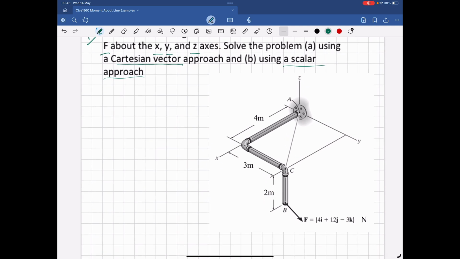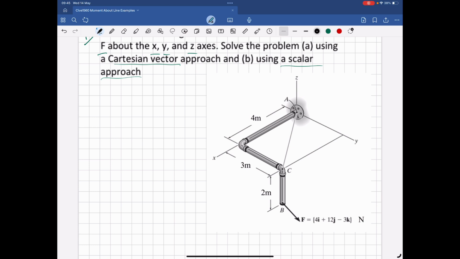So let's have a look at the problem here. We've got a force acting along this vector. Well, this is a force vector. And we've got this arrangement of pipes and the force acting this way, and it says calculate the moment about this X line, this Y-axis line and this Z-axis line.